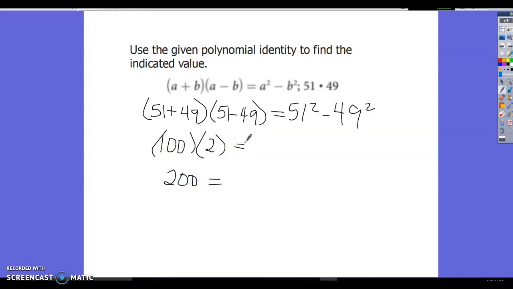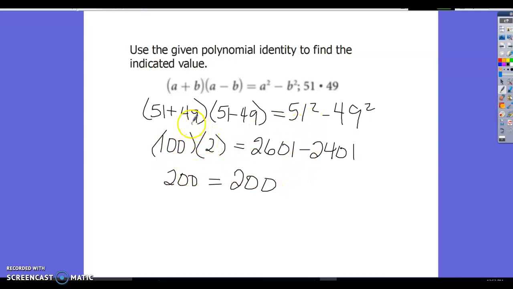And then if we do 51 squared, that's 2601. And 49 squared is 2401. And 2601 minus 2401 equals 200. So that works as well. What they're wanting you to see is that if you know these identities, you can find the answer easier using one side of the equation than the other side.